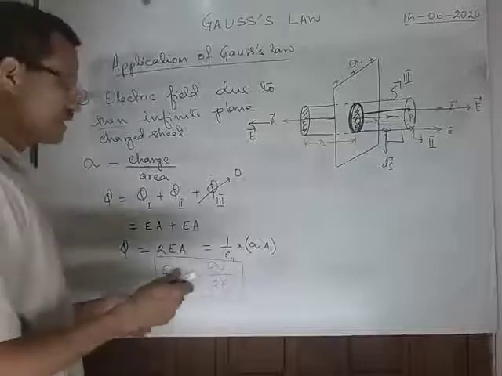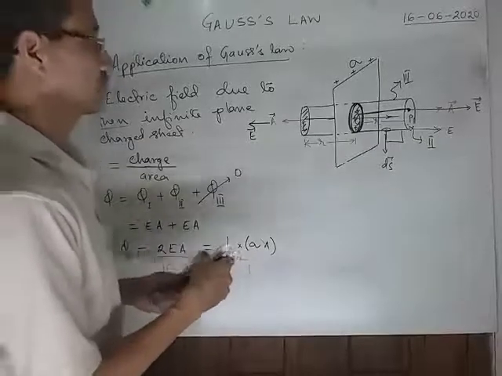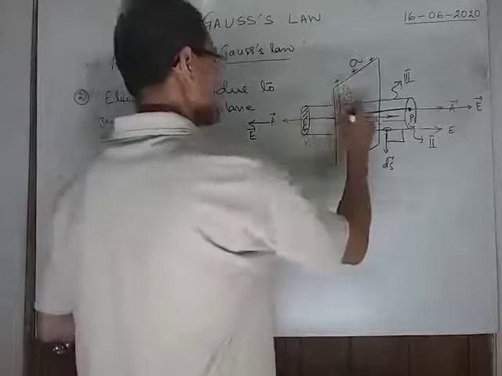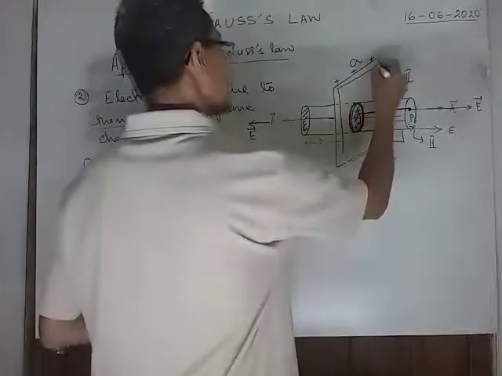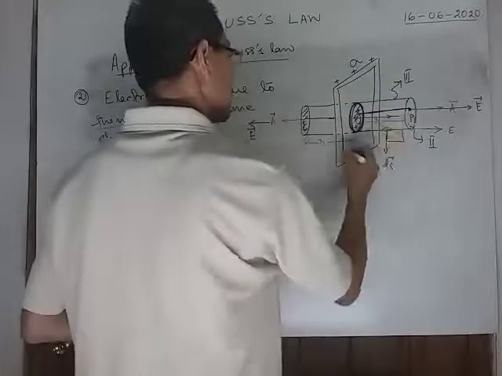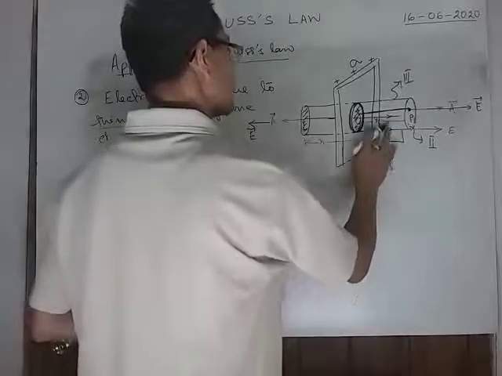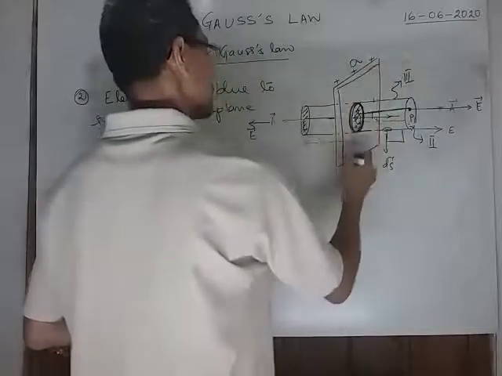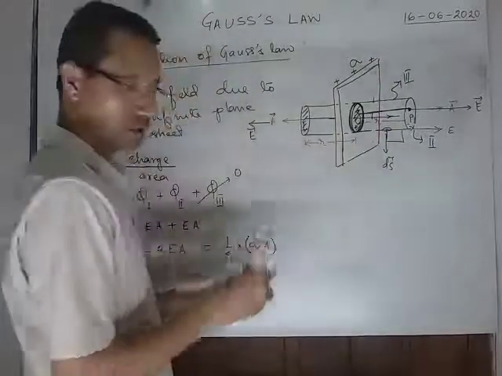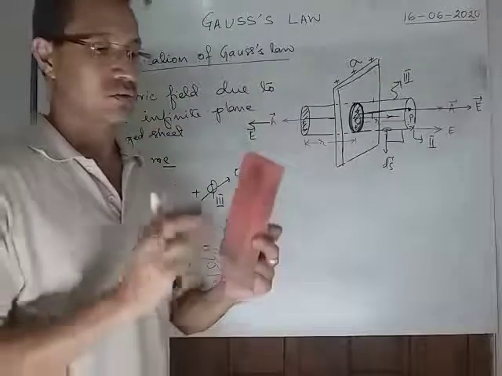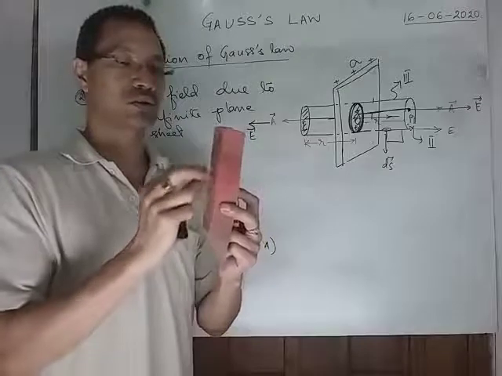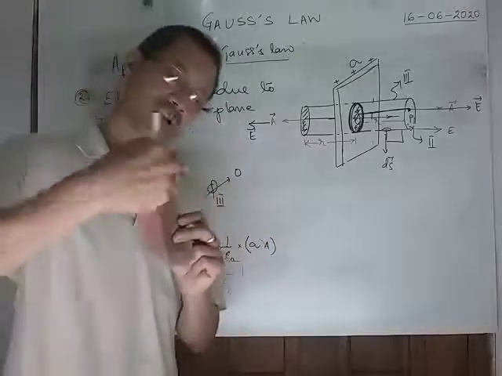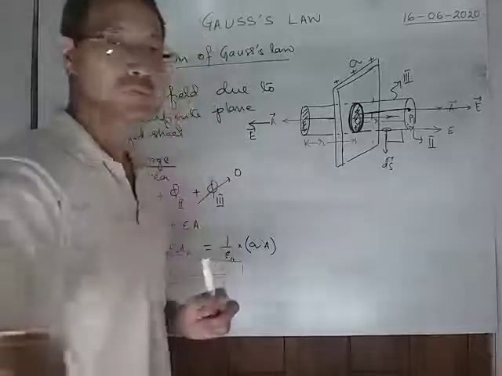But if there is an appreciable thickness of this charge sheet, in this manner, then what happens? Charge resides only on the surfaces, so the charge enclosed will be what? The charge on this side, and the charge residing on this side must also be taken into account.